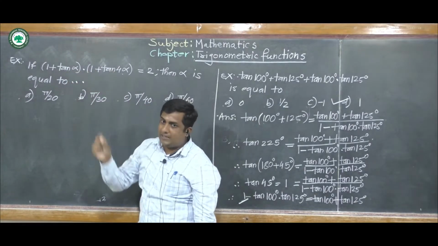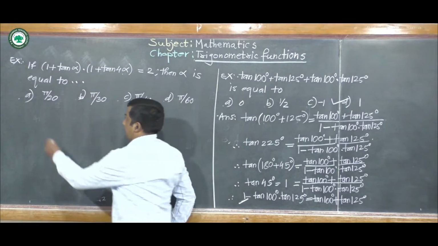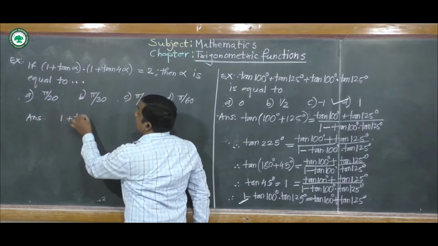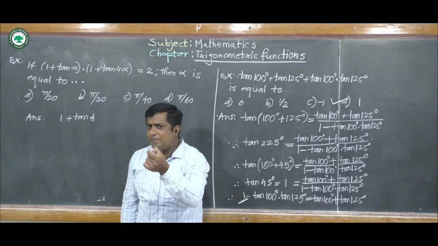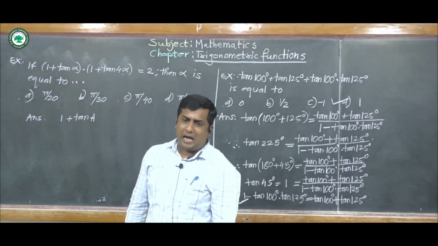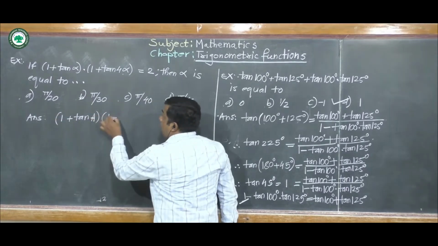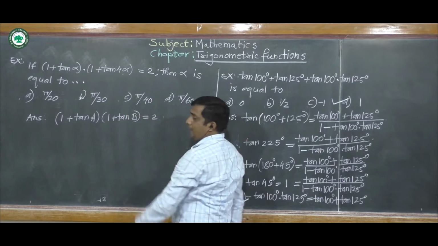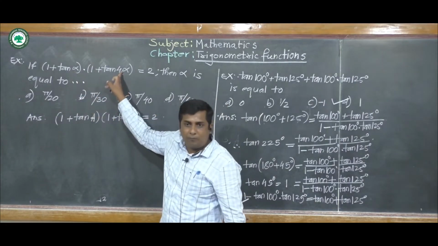To find the exact value of alpha, we consider one simplest form. Which form? Remember, 1 plus tan A. So 1 plus tan A into 1 plus tan B is equal to 2 is given. Remember here A is alpha and B is 4 alpha.